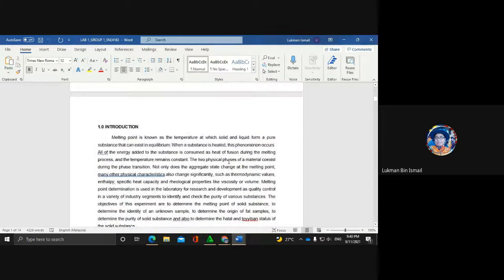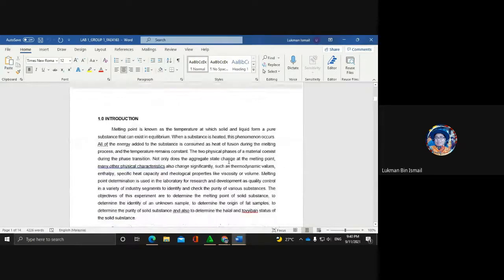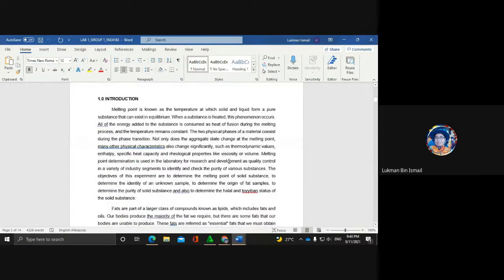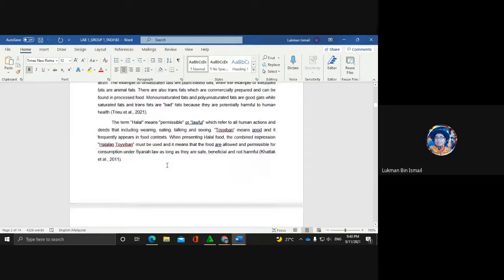You have an introduction, so again you don't have a table of content. Abstract also you don't have. Abstract is very important just to provide a summary to the reader of what you have done in this report. So you do the introduction, okay.